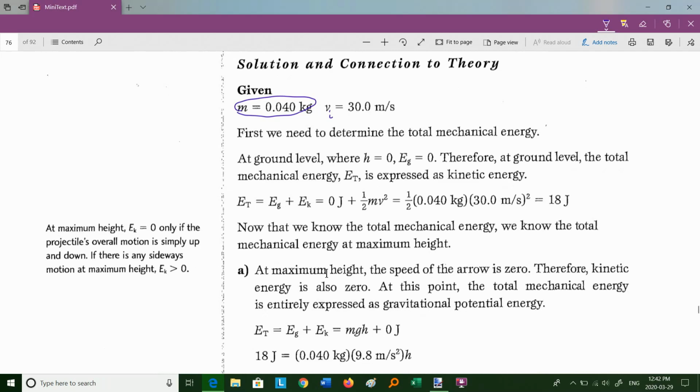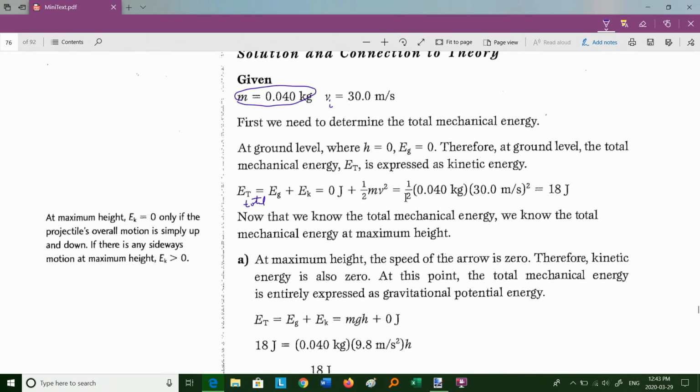At ground level, the total mechanical energy is expressed as kinetic. So 0 joules gravitational, 1/2 mv squared for the kinetic. So 1/2 times 0.04 times 30 squared. Now you know that the mechanical energy in total is 18 joules. Capital T stands for total, not for period, not for temperature, but for total. If you'd rather write out the word total each time, or TOT, go ahead. It's always a good idea, as soon as possible, to get the total mechanical energy, because that can be used in more than one part of the question.